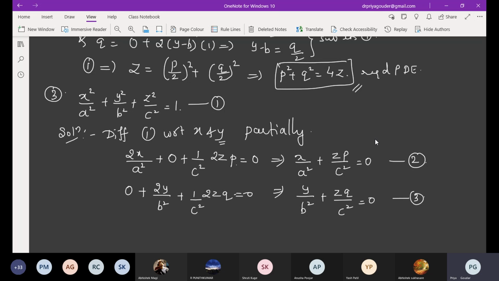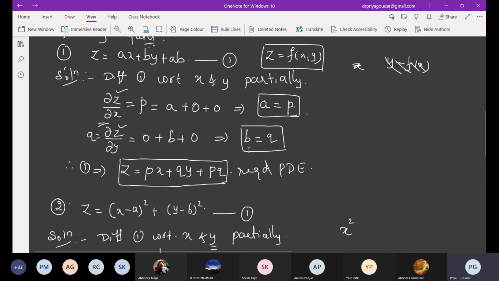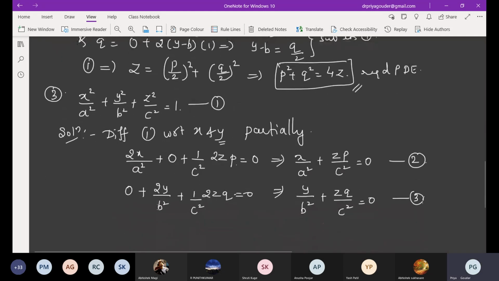Till now, what examples did we take? How many arbitrary constants were there? Let's check the first two problems. How many arbitrary constants in the first two problems? 2. And how many first order derivatives do we have? If z is a function of two variables, how many first order derivatives can we find? 2, no? p and q. Am I right? So it was possible for us to do the elimination with the help of only first order. But how many arbitrary constants are there in this problem?